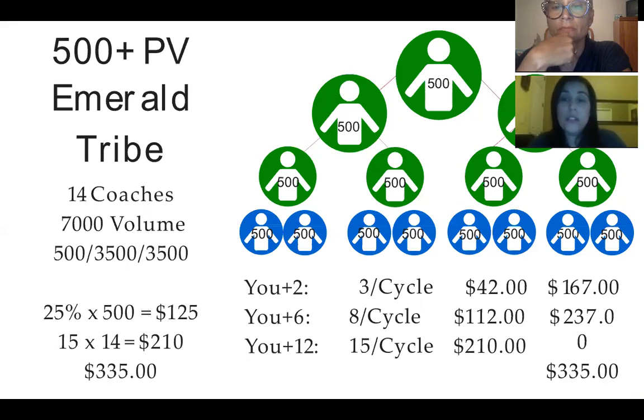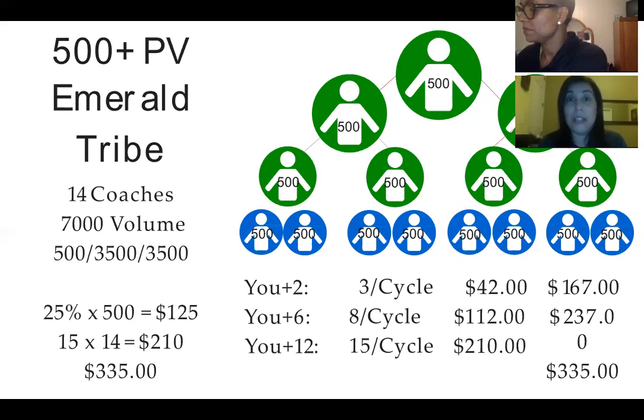And then U plus 12, that first number is no longer 210. It becomes $840 just on team bonus if you do this on a weekly basis. If you do your 500 retail sale on a weekly basis, that total will be $965 in the month. So you can see how there's that progression and that it is possible.